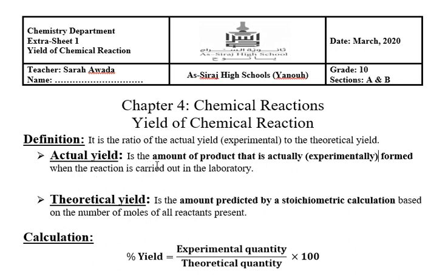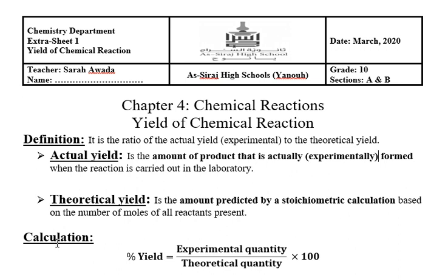Actual amount is the amount of the product formed when the reaction is carried out in the laboratory, while the theoretical amount is the amount that is calculated by using stoichiometric calculations. So actual amount is the amount of the product formed when the reaction is carried out in the laboratory, while the theoretical amount is the amount that is calculated by using a stoichiometric calculation.